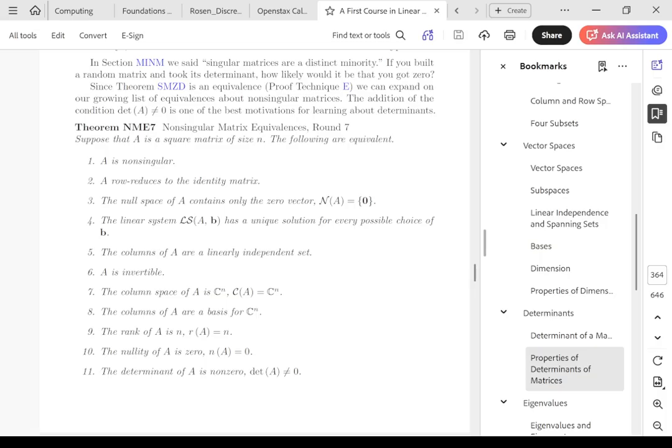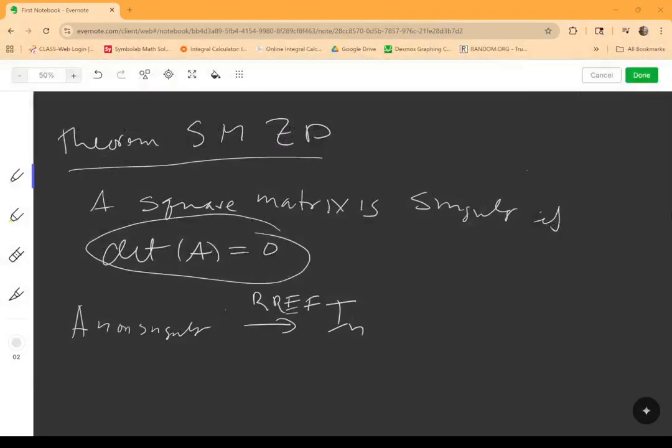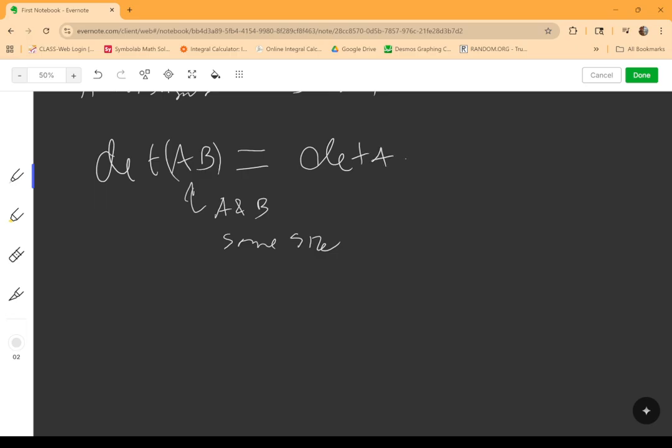Now a couple of other properties to wrap up this section. The determinant of AB, as long as both A and B are square matrices of the same size, is equal to the determinant of A times the determinant of B, which is nice. It respects multiplication.